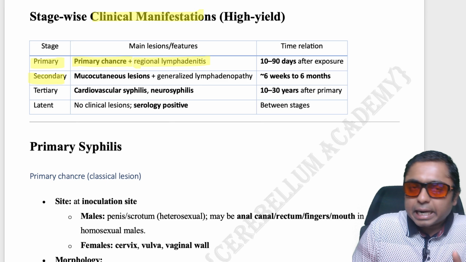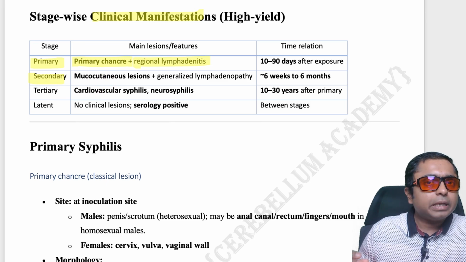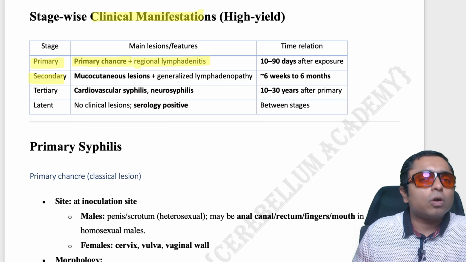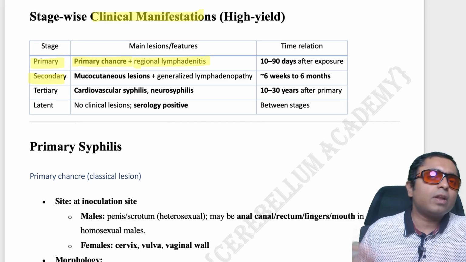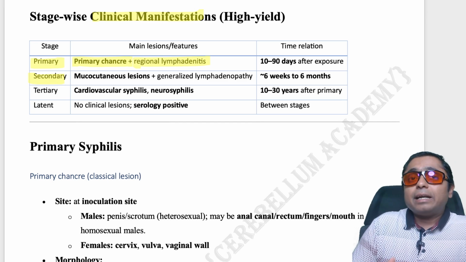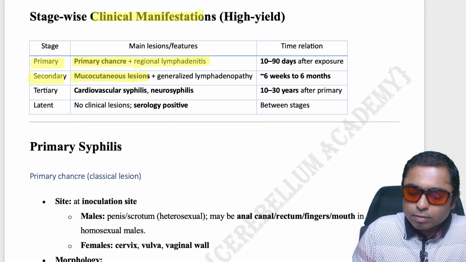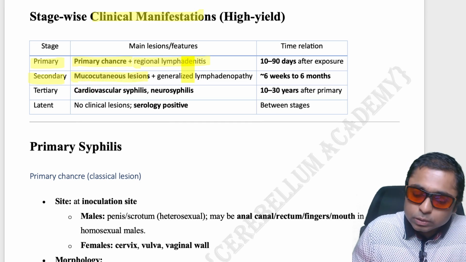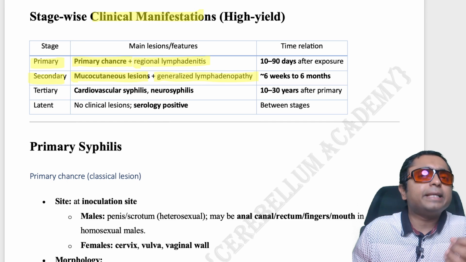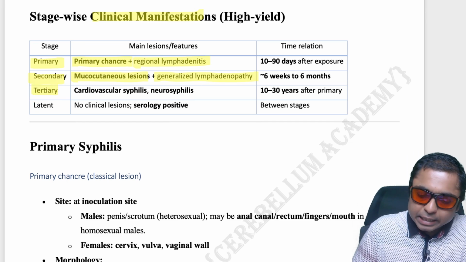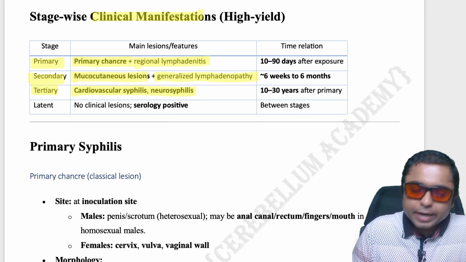And secondary syphilis: if the patient is not treated properly or primary syphilis is completely untreated, what will happen is that Treponema pallidum will reach the bloodstream and thereby produce secondary syphilis, where there will be mucocutaneous lesions. And now the lymphadenopathy is not confined to the inguinal group, but it will become generalized lymphadenopathy. Tertiary syphilis: cardiovascular and neurosyphilis.